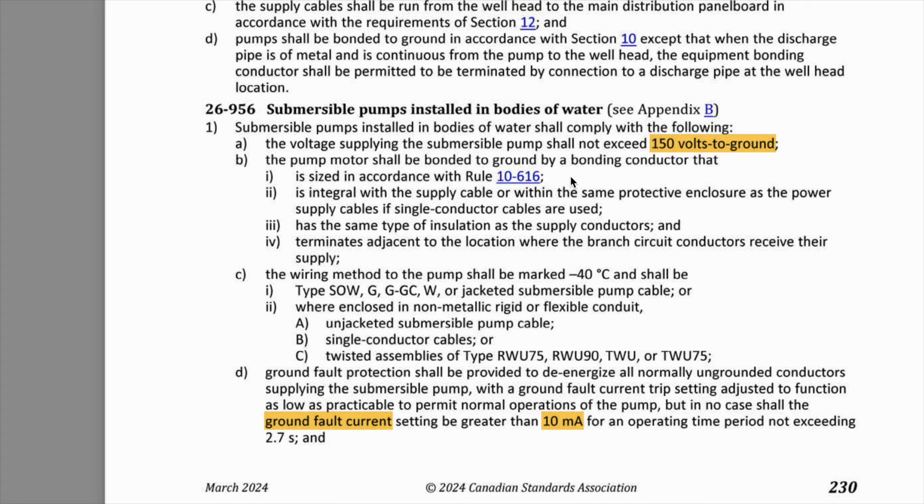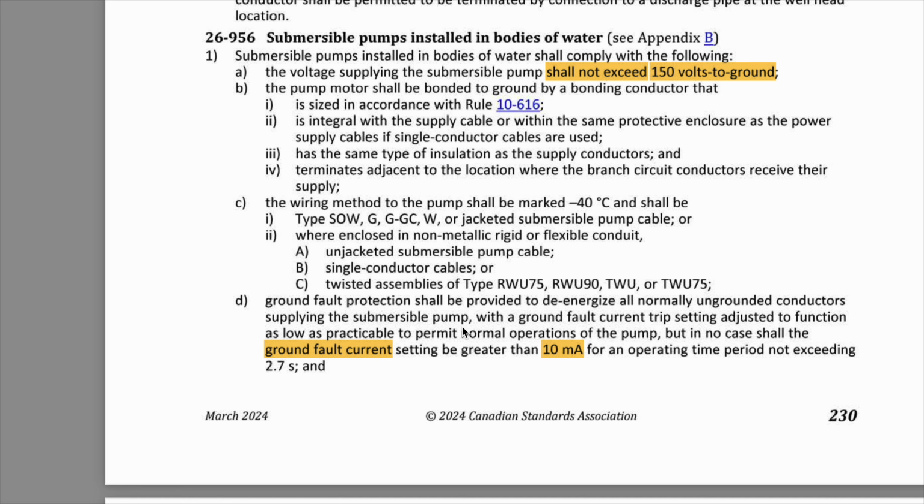You can't memorize all of it, but you need to memorize the ways, the structures, the ways of finding information in this book. So when I came here for ground fault current, I saw, okay, here 150 volts to ground for the submersible. The voltage supplied to the submersible pump shall not exceed it. Do you know why shall not exceed? Because it's working in the water. It's a rule. The rule tells us that we are not permitted to use more than 150 volts.